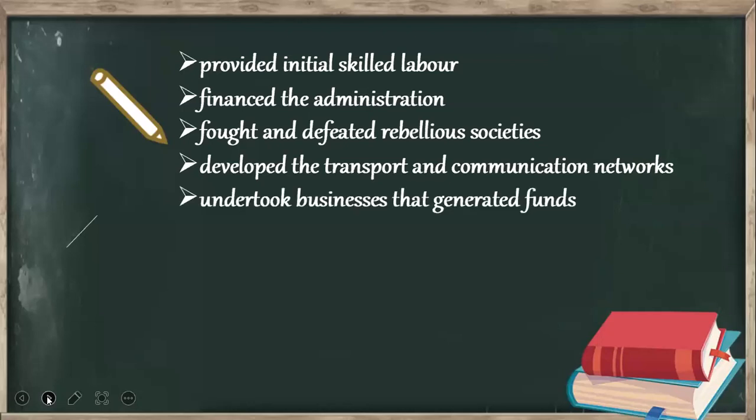The next point is they undertook businesses that generated funds. For example, they encouraged people to grow cash crops. The cash crops that these people grew, like the Africans grew at that moment, were sold and they got money. When they got money, these colonialists, the chartered company, collected funds and everything, and therefore they were able to generate funds, which they used in colonization.